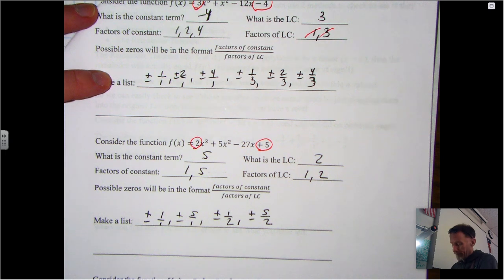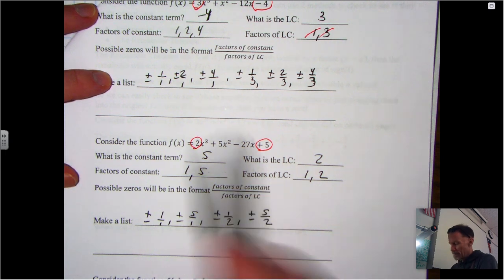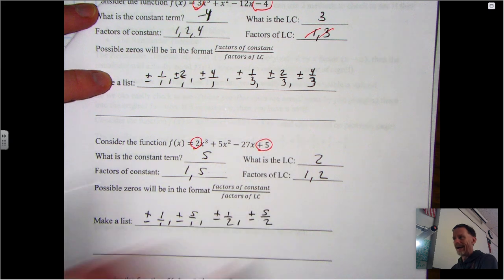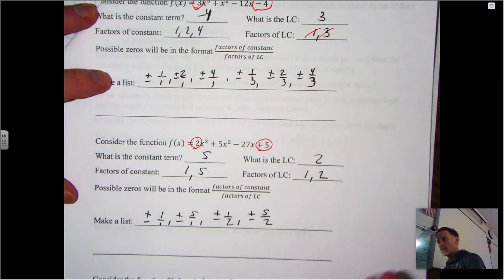And that's it. That's all there is to that one. And again, the middle terms don't matter at all. They'll matter later when we're testing the roots, when we have to do the division. But for making the list of possible roots, they don't matter.